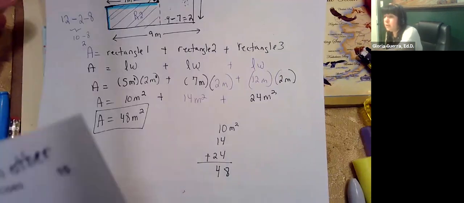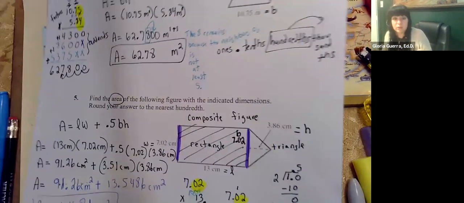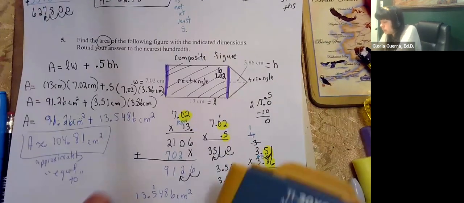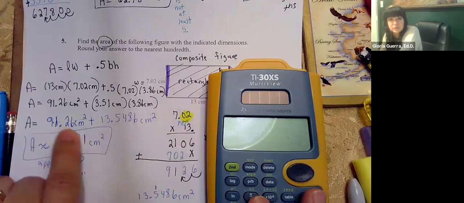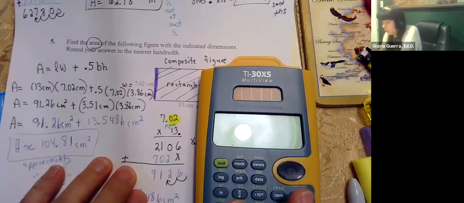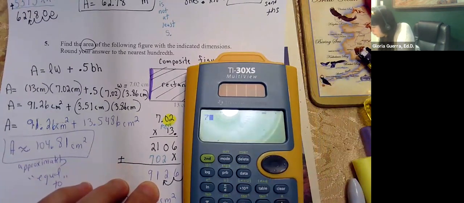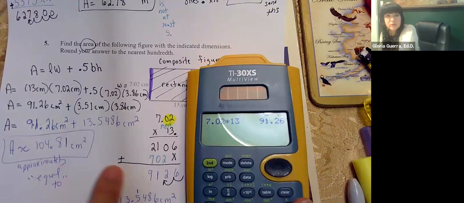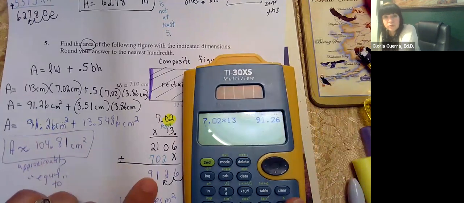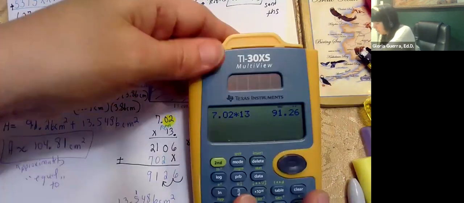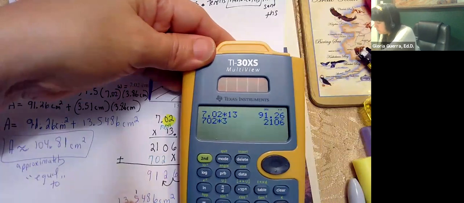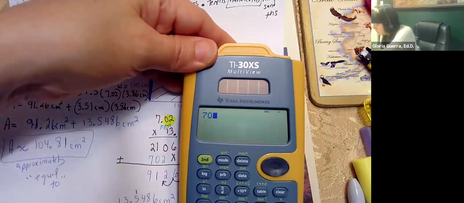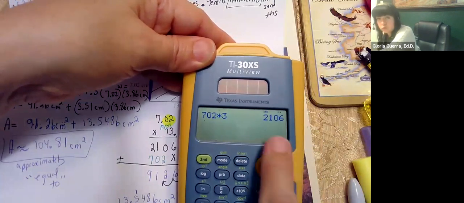Yeah, like if you find a mistake and you want to check it on the calculator, like let's say this 7.02 times 13, and we said it was 91.26. Let's say if you were to get it wrong, once you do 7.02 times 13, it's supposed to be 91.26, and we got that. But if there's an error here, what you can do is you can do 702 times 3. So 702 times 3 is 2106.